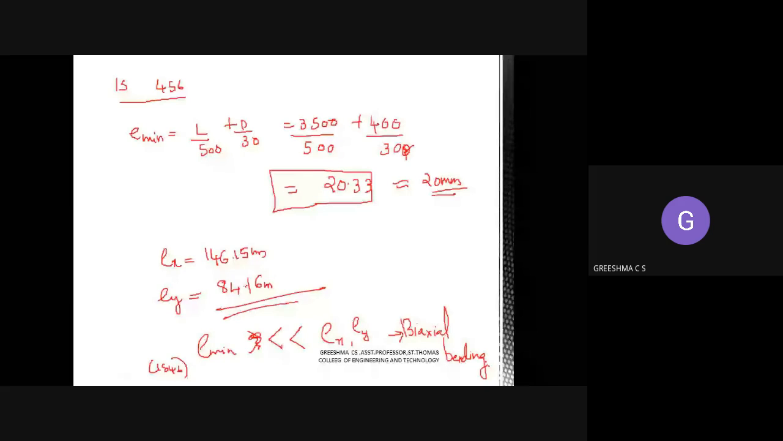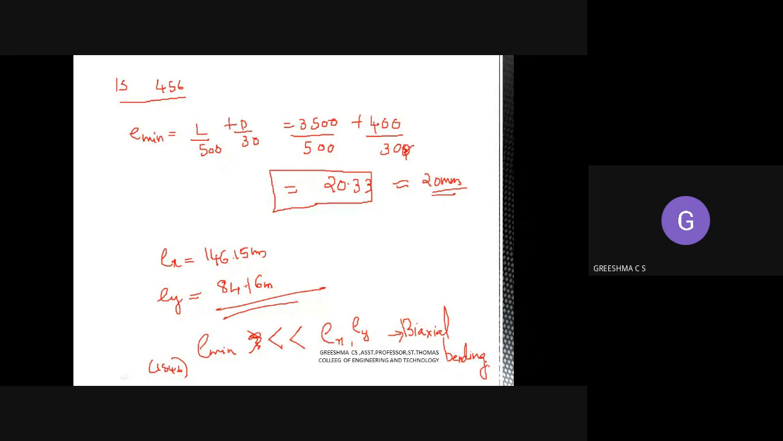In the previous case, they had told us that this is a short column, so some details were given. That's why we didn't do the steps. The first step is to make sure whether this is a short column or not. The second step is the eccentricity. But these two steps we skipped there because they gave some details in the question. Here they have not given.